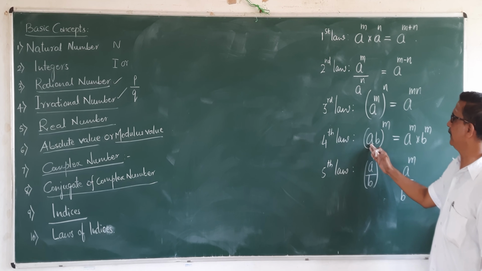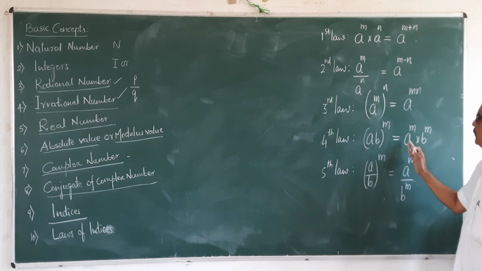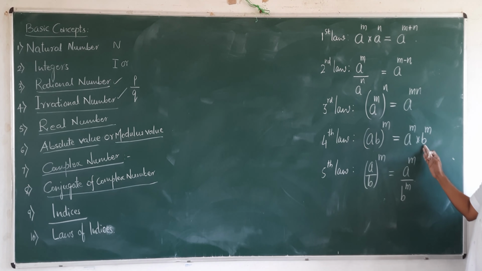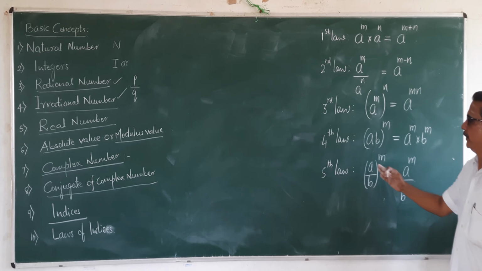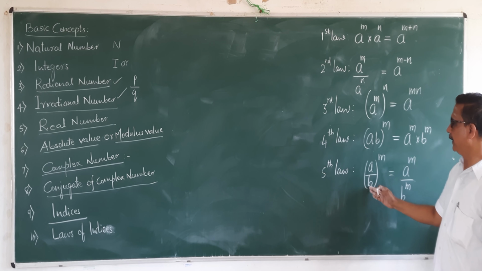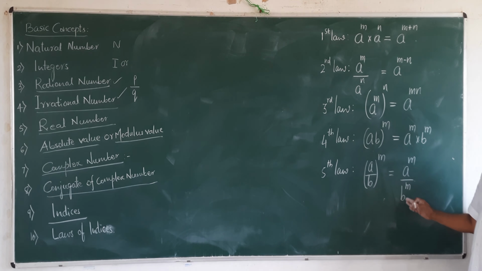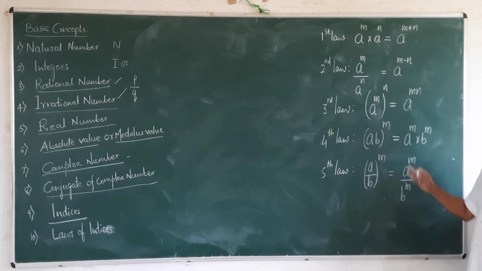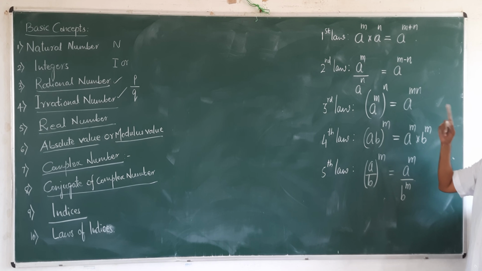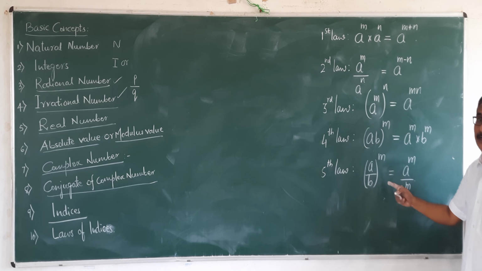Fourth law says ab whole power m is equal to a power m into b power m. Fifth law says a upon b whole power m is equal to a power m divided by b power m. These are the 5 laws of indices. You must remember those 5 laws.